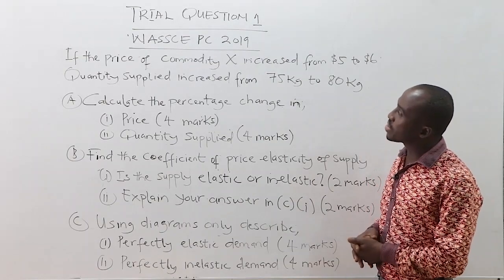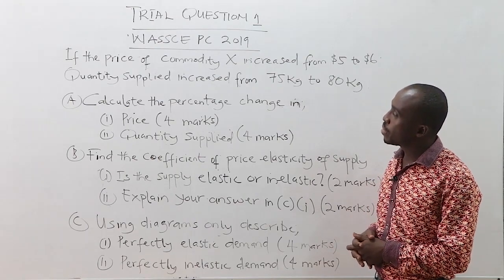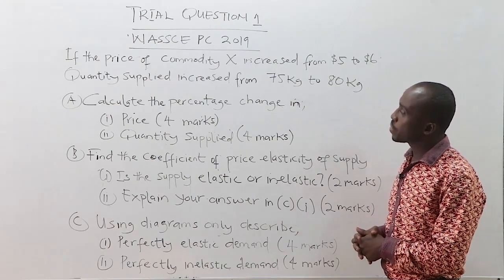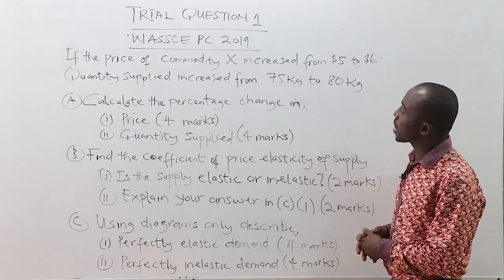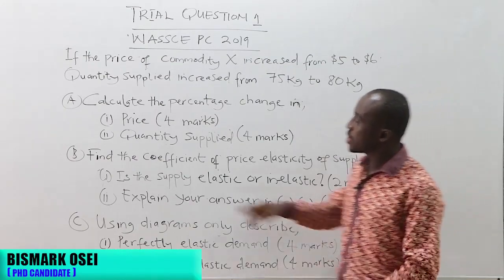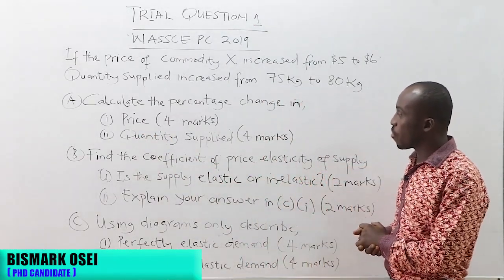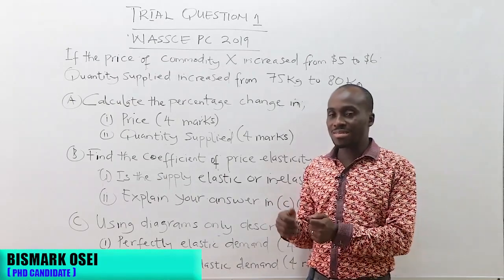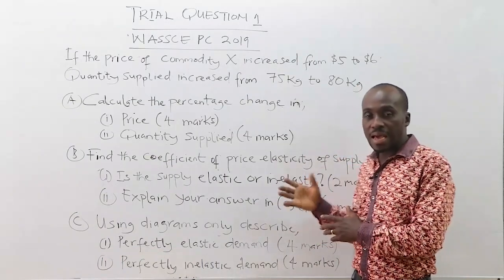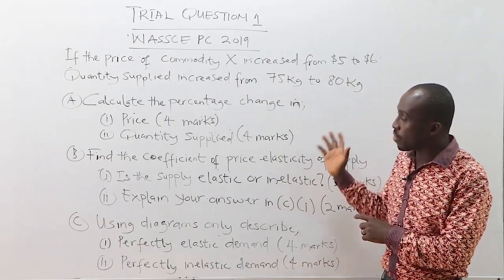So we have these 5 questions for you. WASI PC 2019. If the price of commodity X increased from $5 to $6, the quantity supply increased from 75 kilograms to 80 kilograms. A, calculate the percentage change in price for 4 marks, percentage change in quantity supply for 4 marks. So you are supposed to calculate the percentage change in price, percentage change in quantity supply, as we have done earlier in the earlier data response question we did, and you get 4 marks, 4 marks.